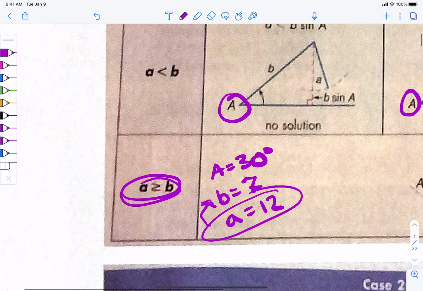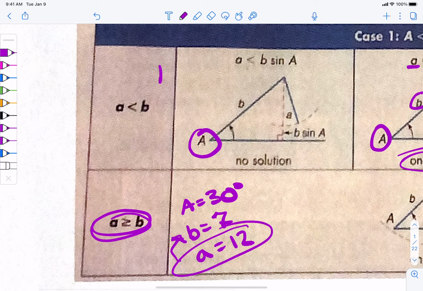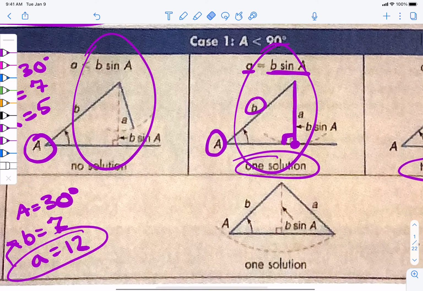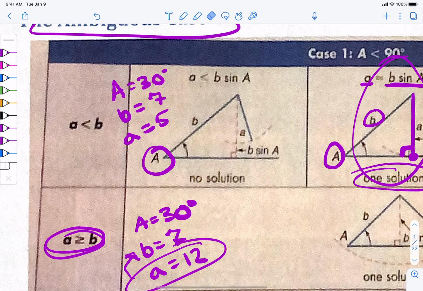But if a is smaller than B, if it was the other way around, like if capital A was 30, lowercase b is 7, and lowercase a is 5, then I have to check each one of these scenarios to figure out how many solutions I'm dealing with, how many triangles I have. All you have to do is read the chart. You just do the computation and read the chart to figure out what you're dealing with.